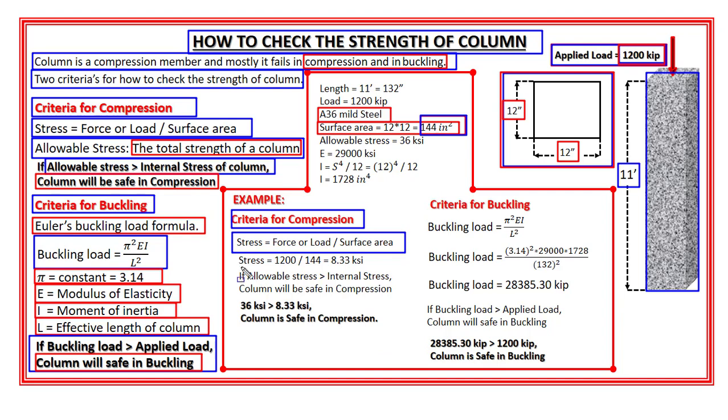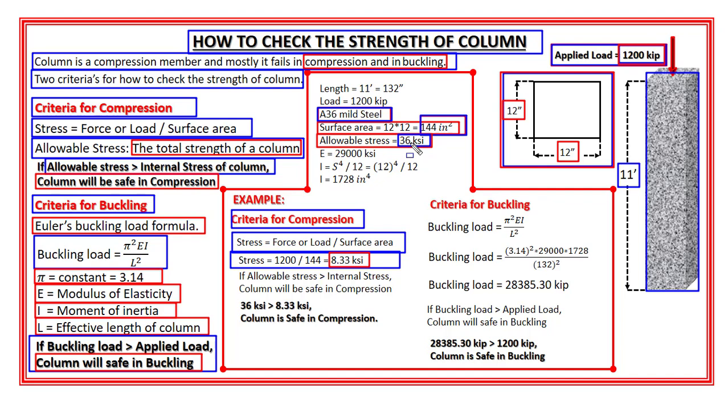So the internal stresses of this column will be equal to 1200 divided by 144 and it will become 8.33 ksi. So the internal stresses that will be produced in this particular column due to the load of 1200 kip is 8.33 ksi. Now as I have told you, the steel that is used in the construction of this column is A36 mild steel. And we know that the allowable stress of A36 mild steel is 36 ksi.